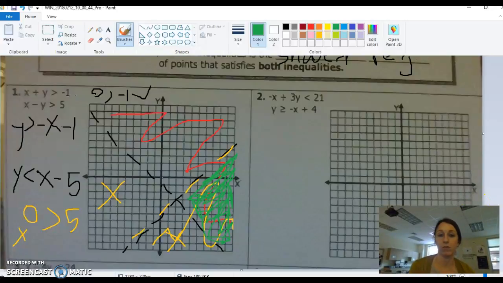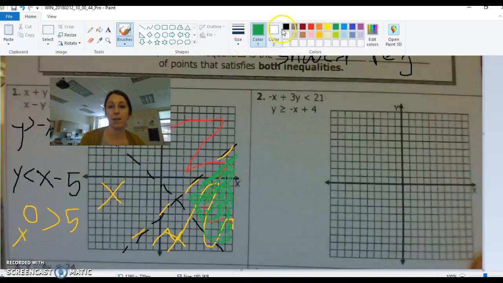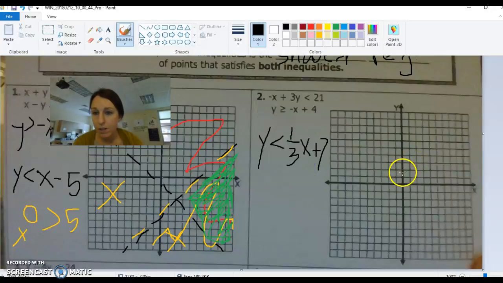All right, can I move me? Oh, there I go. Woo! Let's take a look at the next one. Go ahead and rearrange. We get y is less than, it's not going to flip. Moving x over, dividing by 3 gets us 1/3 x plus, dividing by 3, plus 7. Here we go. 1, 2, 3, 4, 5, 6, 7. And then up 1 over 3.